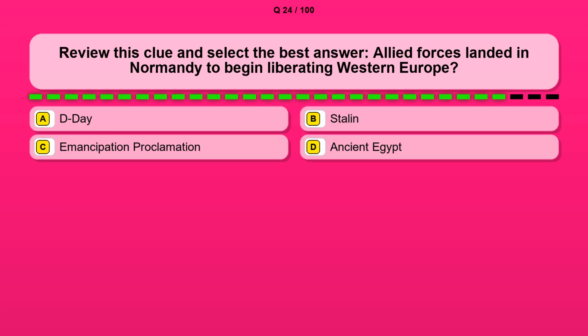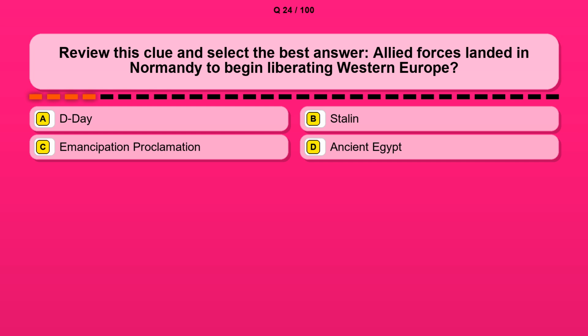Question 24. Review this clue and select the best answer. Allied forces landed in Normandy to begin liberating Western Europe. Option A, D-Day. Option B, Stalin. Option C, Emancipation Proclamation. Option D, Ancient Egypt.